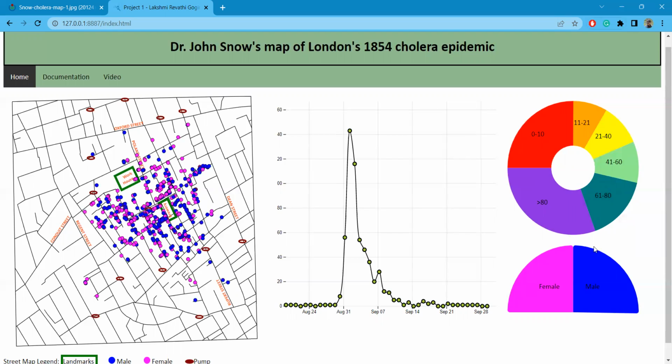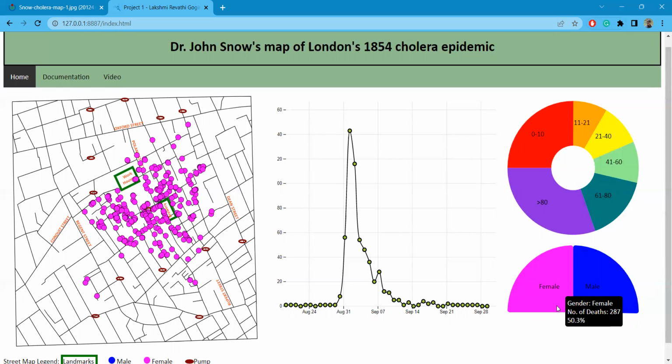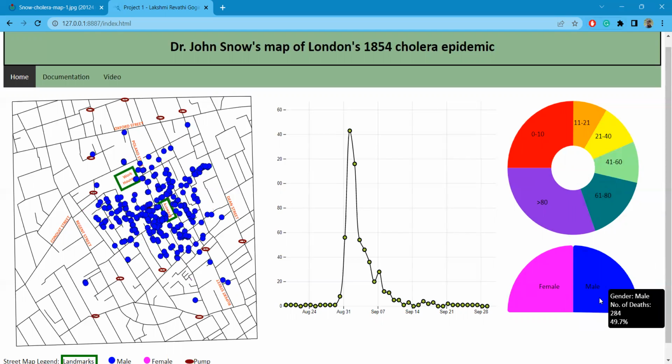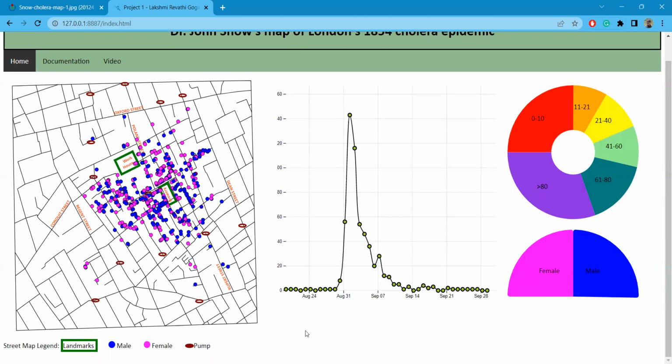And then I created another pie chart too, which resembles the genders. So the blue color represents the male and the pink represents the female. From this, I observed that the major number of deaths caused to female than the male comparatively. And I also added the legend for the street map representing the landmarks, and the blue represents the male and the pink represents female, and the pumps are in the maroon.